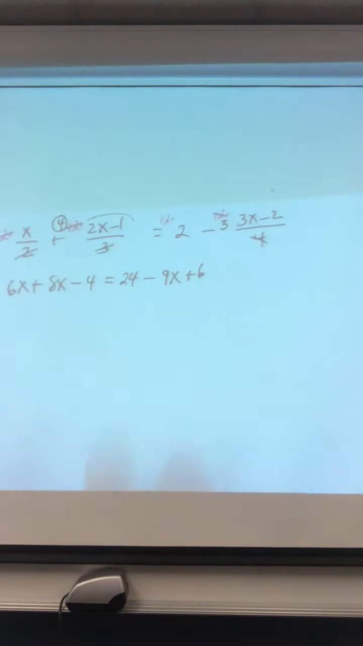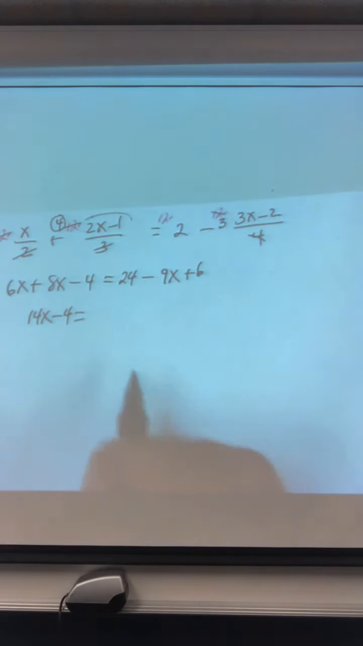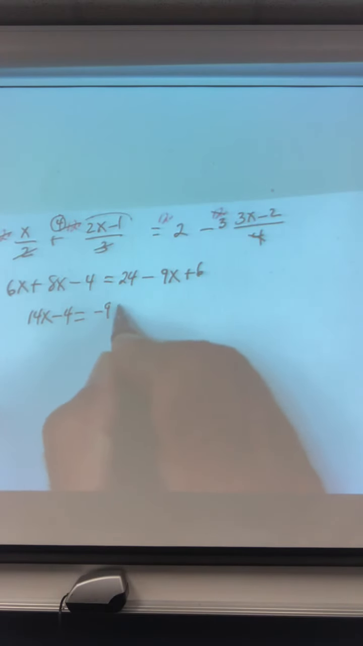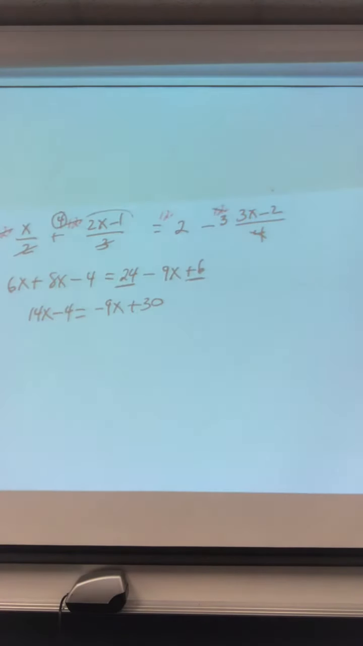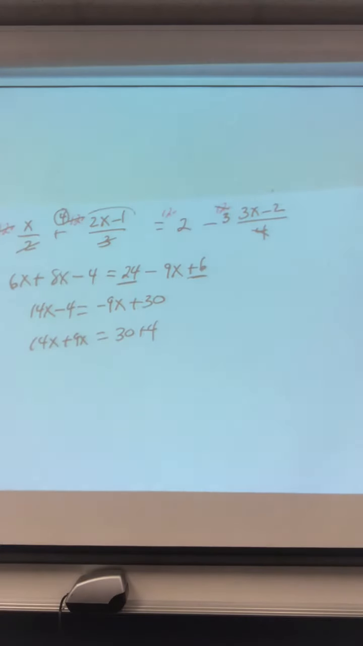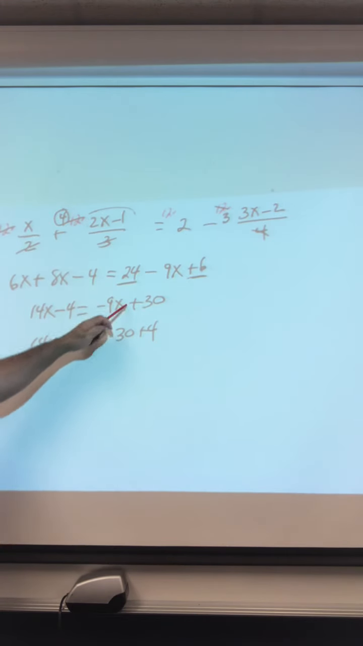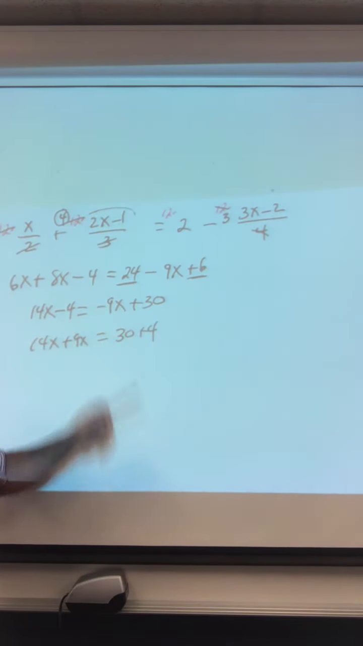Now, let's clean up both sides. So we've got 6x plus 8x, which is 14x minus 4, equals, on the right side, I only have one x term. I'll bring it down. And then 24 plus 6 is plus 30. Well, here we are again. Two-step problem. If I do it in one step, adding 4 to both sides, so the right side would become 30 plus 4, and then adding 9x to both sides, the left side would be 14 plus 9x. And remember, when you add the 9x over here, it adds out. That's why we don't show that.